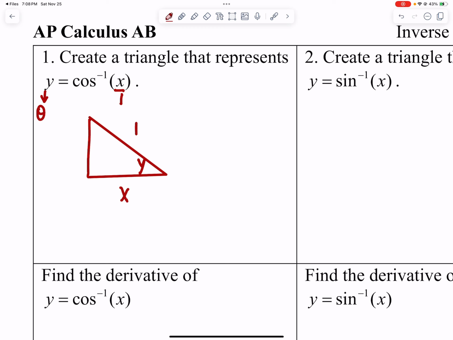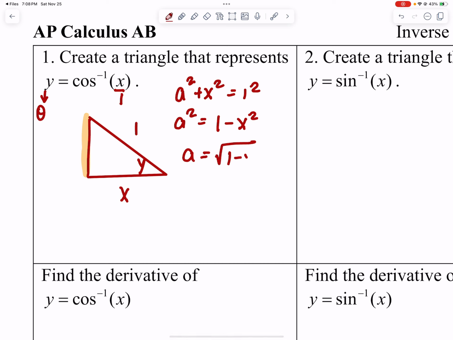And then using good old Pythagorean theorem to find my side, which eventually I'll need sooner or later, I'm going to have a squared plus x squared is equal to 1 squared. a squared is equal to 1 minus x squared. And a is equal to the square root of 1 minus x squared. Now, why do we need this? We'll find that out soon enough.